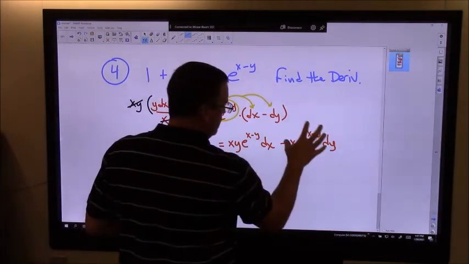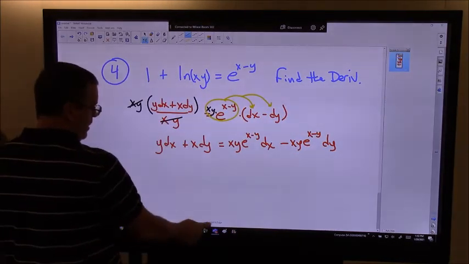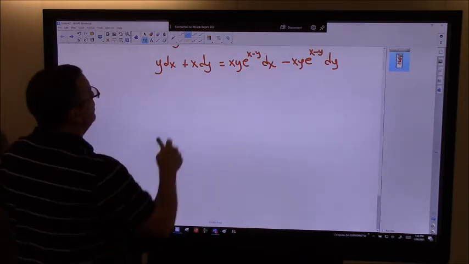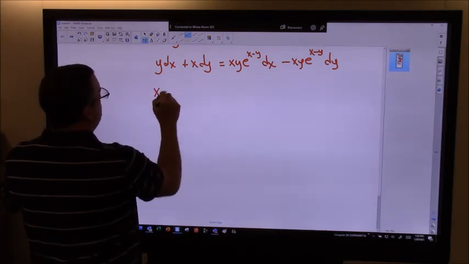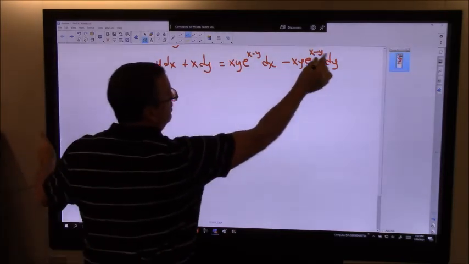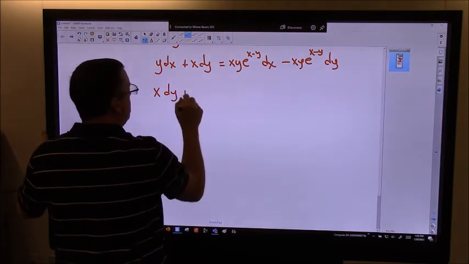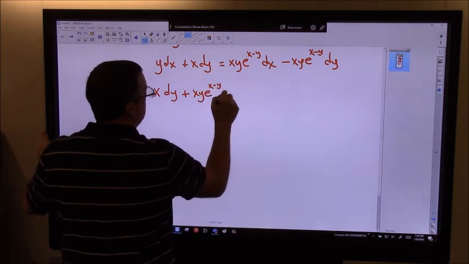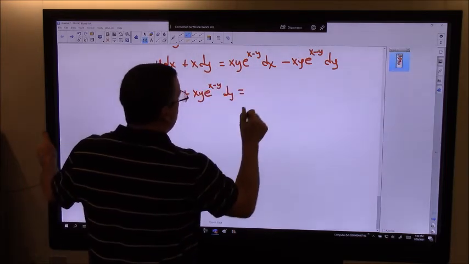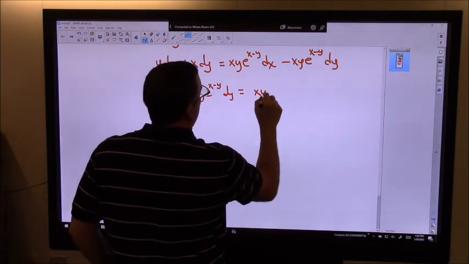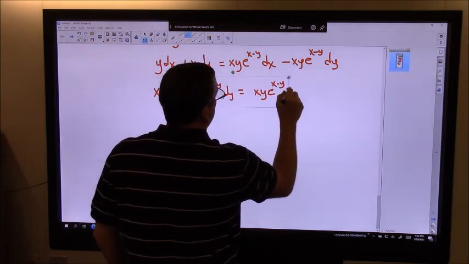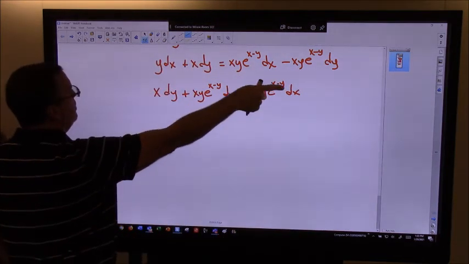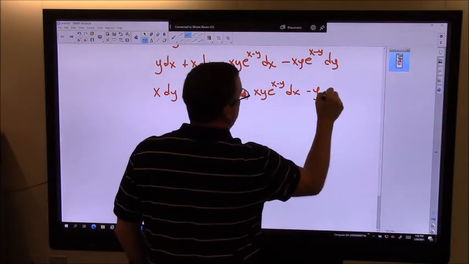I think if I take this dy term over here, I'll end up keeping more terms positive than negative, so I'm going to go that route. I'm going to leave this term here. I'm actually going to do this in 2 steps just so we don't lose anything. I'm going to move this to the other side so it becomes positive: xy e to the x minus y dy. And that equals xy e to the x minus y dx. I have to move this dx term to the other side so it becomes negative, so minus y dx.